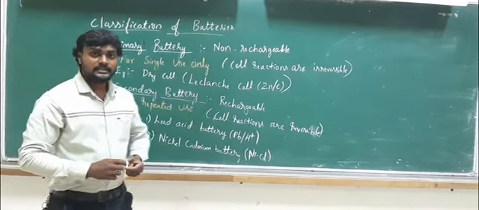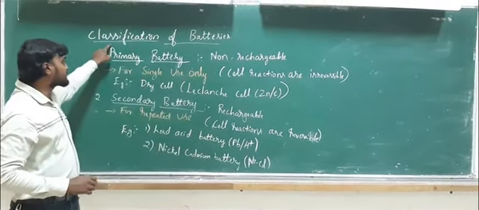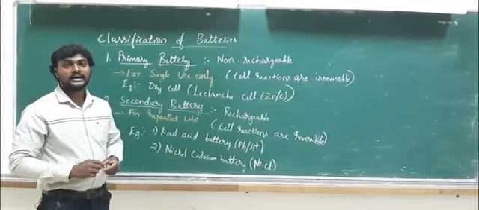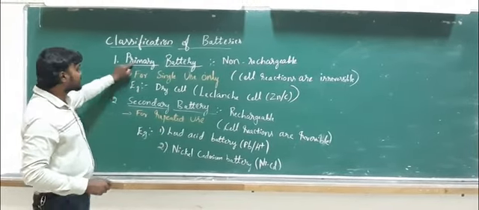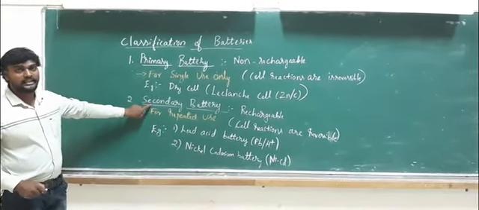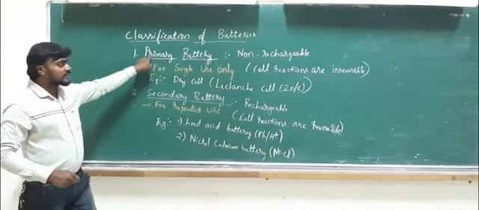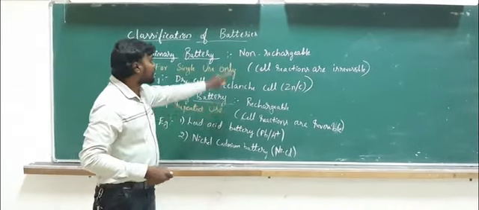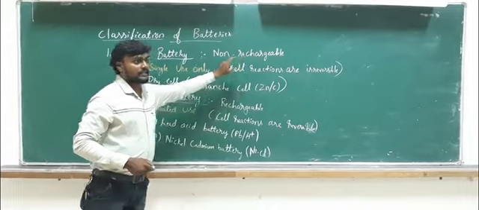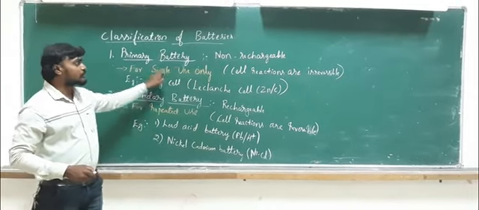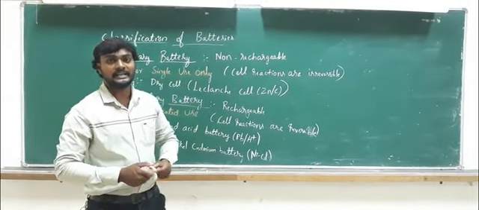Let us discuss classification of batteries. My dear students, batteries are classified into two types. One is primary battery, another is secondary battery. So primary batteries, we can call them non-rechargeable. It means it is for single use only. The cell reactions are irreversible.